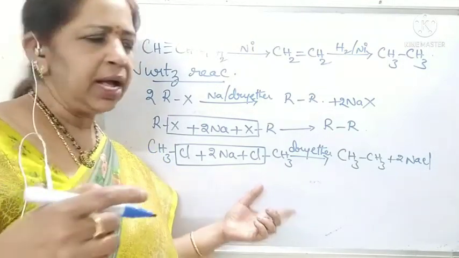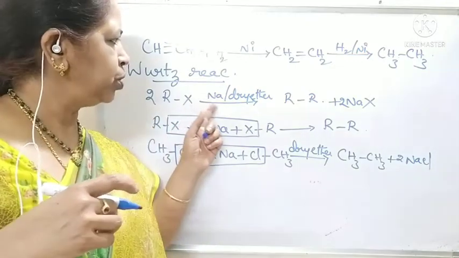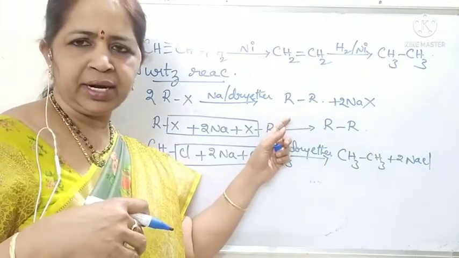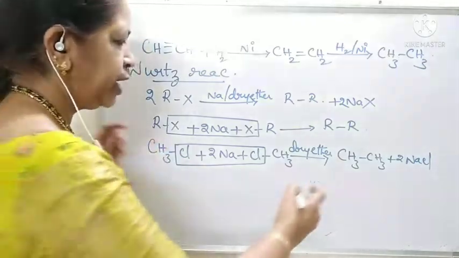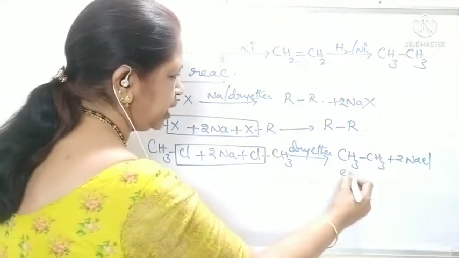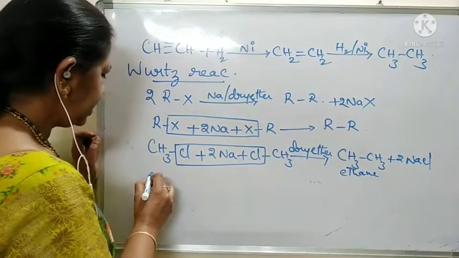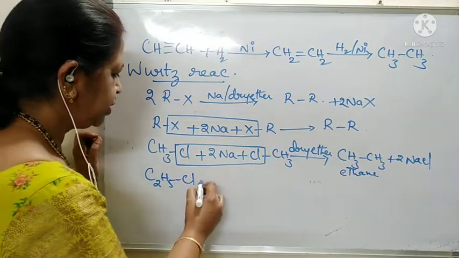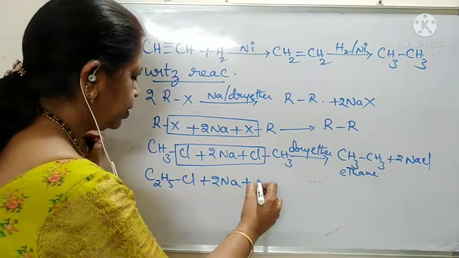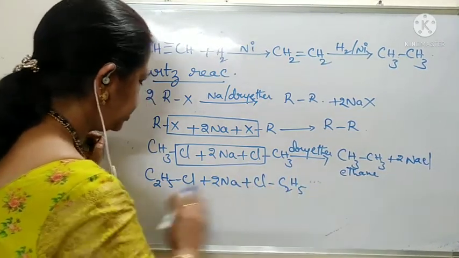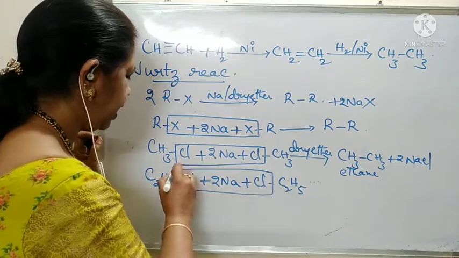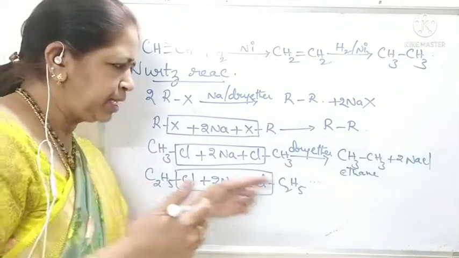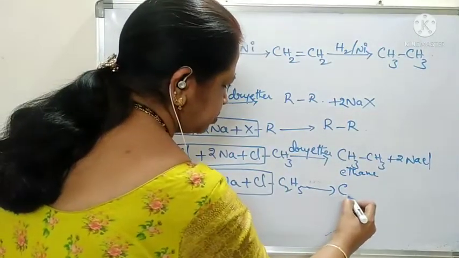What is Wurtz reaction? Alkyl halides are reacted with sodium metal in dry ether to get an alkane with double the number of carbon atoms. If we take methyl halide, we get ethane. If we take ethyl halide, 2 moles of C2H5Cl, 2Na, what do we get here? This ethyl and ethyl group will join together to form an alkane with double the number of carbon atoms. In the parent, it has only 2 carbon atoms, but in the product, it will have 4 carbon atoms.